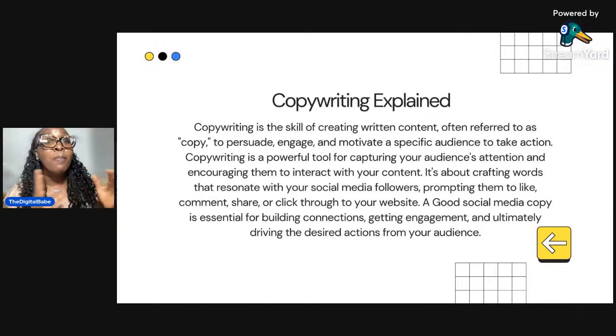So that's how powerful copywriting is. It catches the attention of your audience and it encourages them to interact with your content. See, no matter how this person advertised these AirPods very well to me, right?